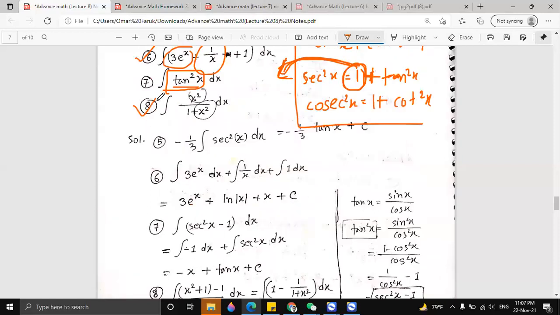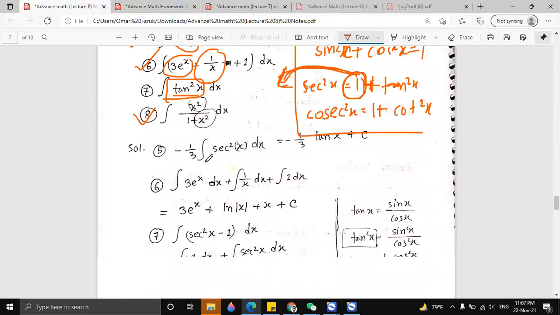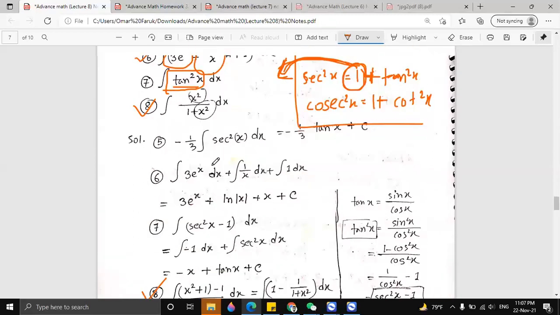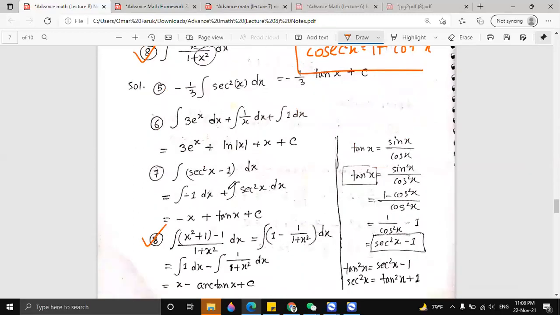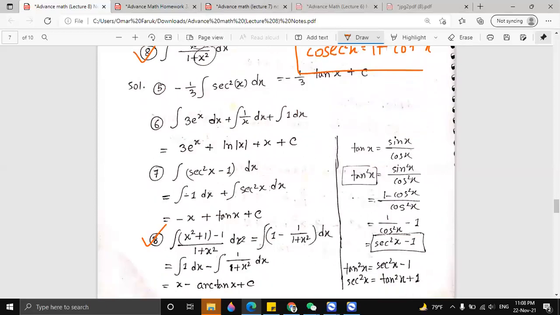So number 8, we have integration of x square by 1 plus x square. So what can we do? It's x to the power n plus 1 by n plus 1.